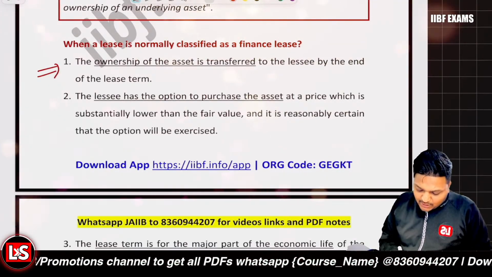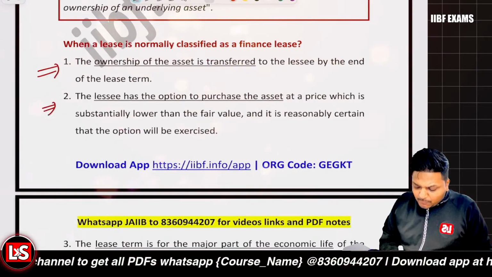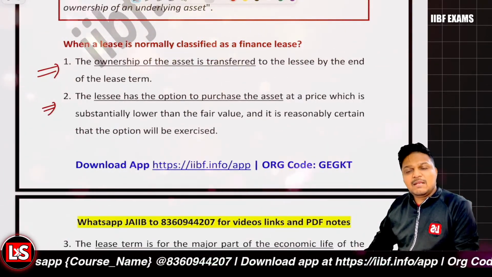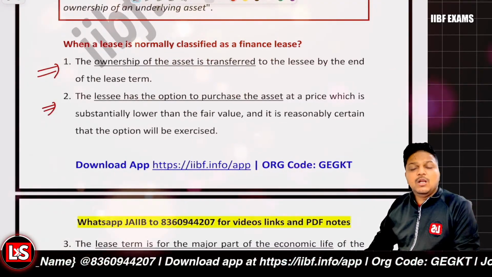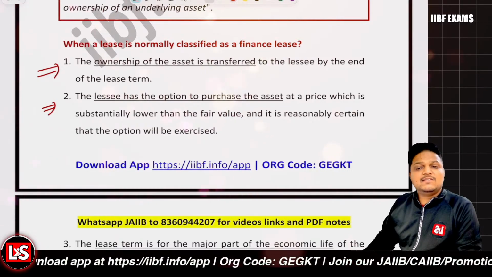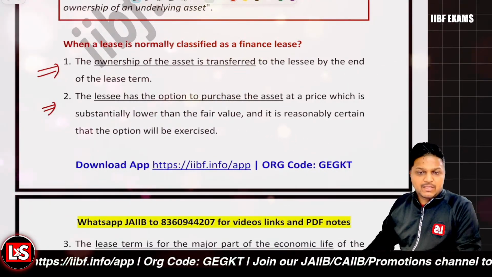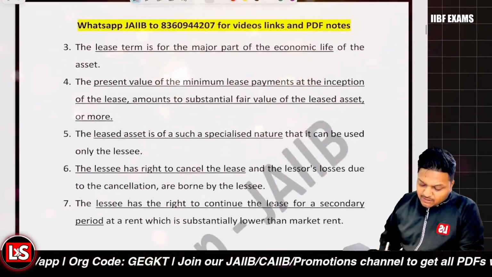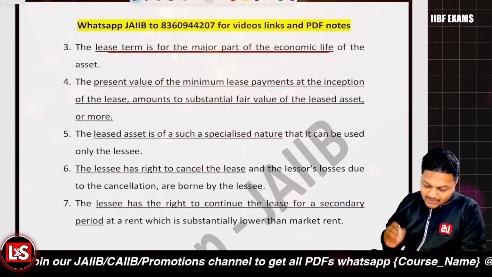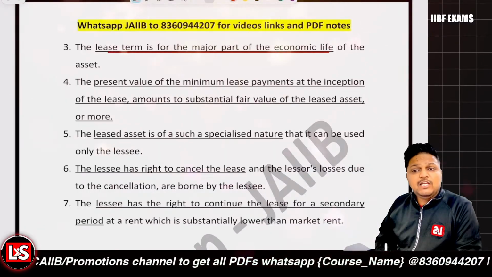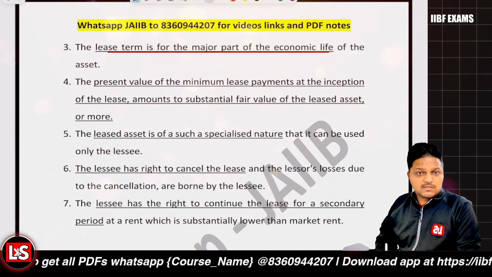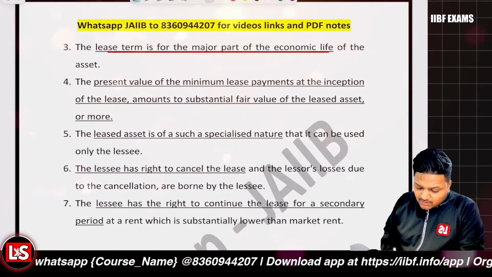The second thing is that the lessee will have the option to buy the particular asset at a price substantially lower than its fair value, because that asset is useful for the lessee only. And let's say the lease term is for the major part of the economic life, I told you this point already, right? And let's take the case where the present value of the minimum lease payments amounts to substantially all of the fair value of the leased asset.